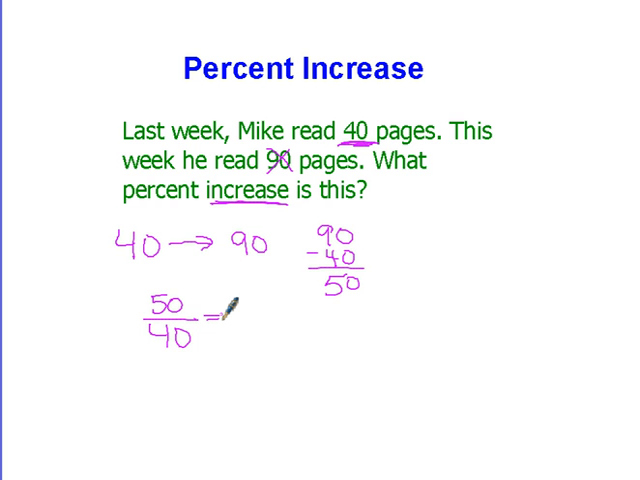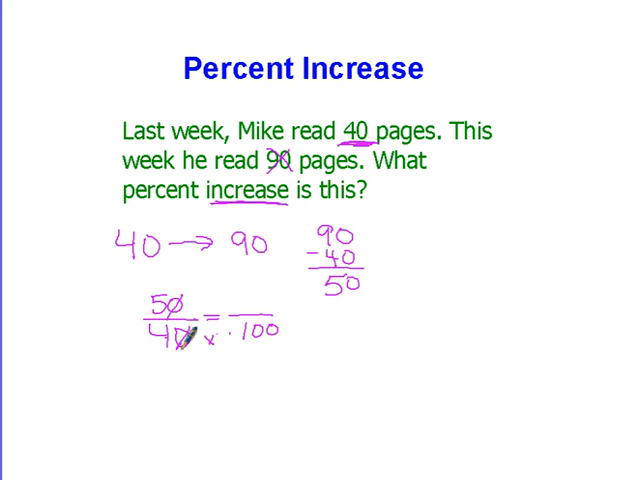Now to solve this, I'm going to change this into a percent. There's two ways I can do that. I can either change it into a fraction out of 100, or I can make this into a division problem. Let's try, first of all, changing it into a fraction out of 100. 40 times something is 100. Well, I can do that, but that's not that easy. So instead, let's go ahead and simplify this first.